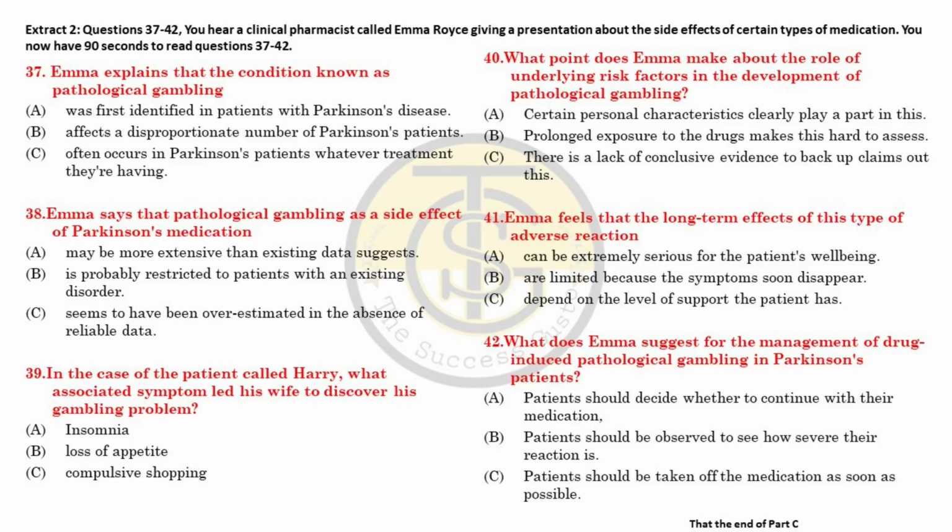The condition is thought to affect around 1.4% of the general population, a figure which rises to 7% in Parkinson's patients. It was this finding that led to the realization that there was a link between the medication prescribed for that condition, notably dopamine agonists, and the onset of pathological gambling. So, how common is this side effect of Parkinson's medication?